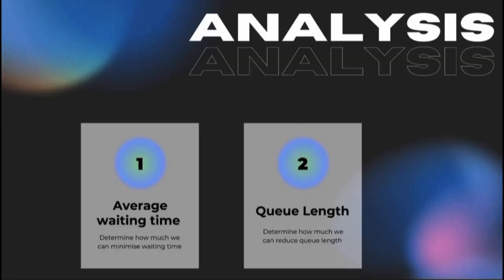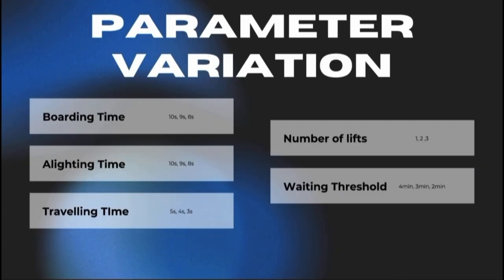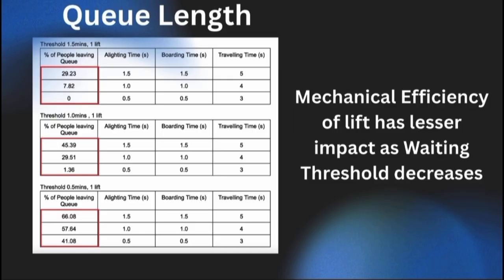The performance indicators chosen for output analysis are the average waiting time and queue length. The parameters chosen as part of our sensitivity analysis are the boarding time, alighting time, traveling time, number of lifts, and waiting threshold. Firstly, by keeping the waiting threshold constant while varying all other parameters, we found that mechanical efficiency of the lift has lesser impact as the waiting threshold decreases.